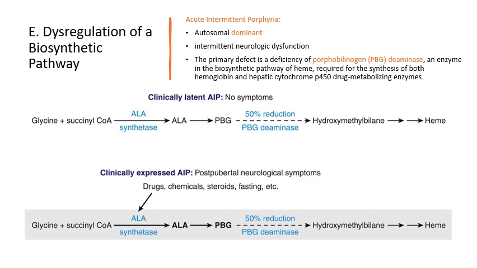So you can see here in clinically expressed AIP, when ALA synthetase is affected, PBG, which is porphobilinogen deaminase, is reduced. When this is reduced, the production of heme is reduced, but there is excessive porphobilinogen in the blood, and that can cause a lot of intermittent problems. This usually is triggered by certain exposures like drugs, some chemicals, steroids or excessive fasting. When these insults occur, people can have all of the clinical features of intermittent neurologic dysfunction. They can suffer from pain, or they can have acute psychotic symptoms as well, because of excessive porphobilinogen in their blood.